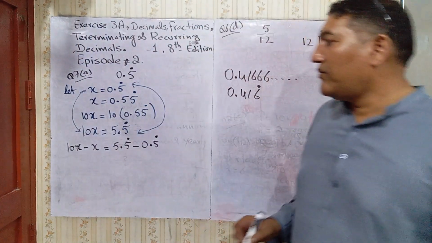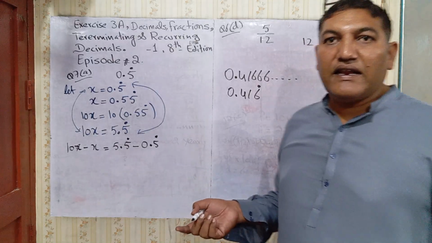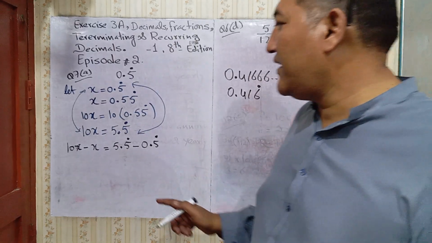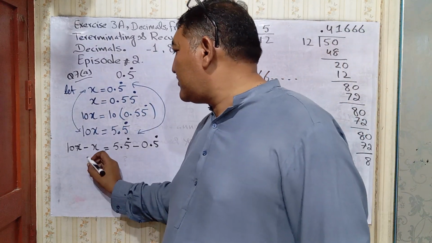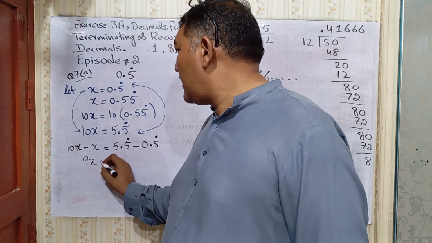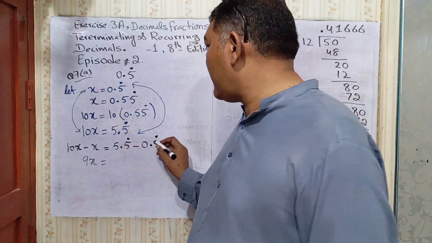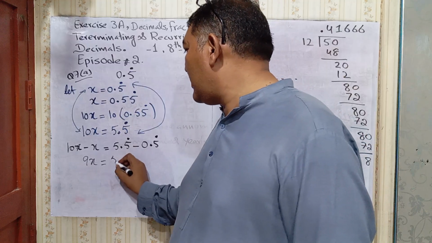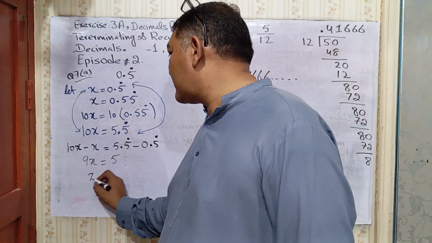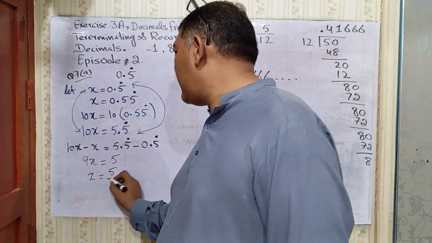Okay, so from the left side I've subtracted the left side, from the right side subtracted the right side. 10x minus x, this is 9x, and this is equal to 5.5 minus 0.5. Okay, so you're left with the 5 only, so x will be equal to 5 divided by 9.